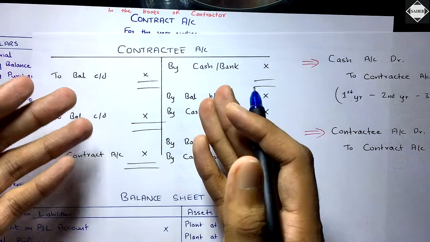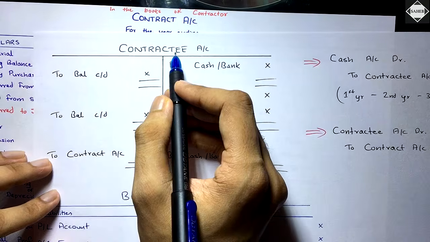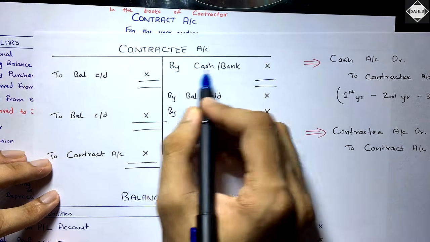You're getting an advance over here. If you don't do the work, then you also have to return it back to the contractee. Yeah, so it's a liability for you, isn't it? So that's what you have to do. You have to carry that forward.